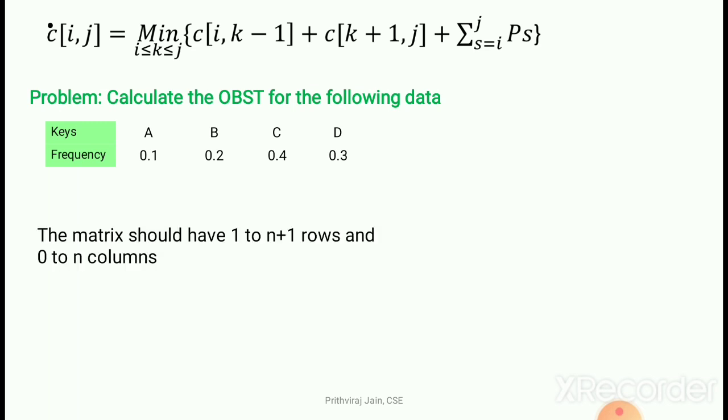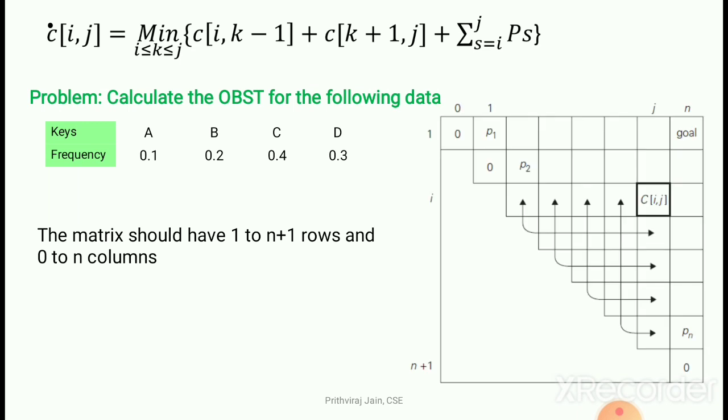The matrix here should have 1 to n plus 1 rows and 0 to n columns. As we can see in the diagram, our table should look like this, so it must have 1 to n plus 1 rows. The row number starts from 1 till n plus 1, and the column number should start from 0 to n. This is the standard format to find the optimal binary search tree, and the goal always lies at this position, as we can observe. Your optimal solution always lies over here.